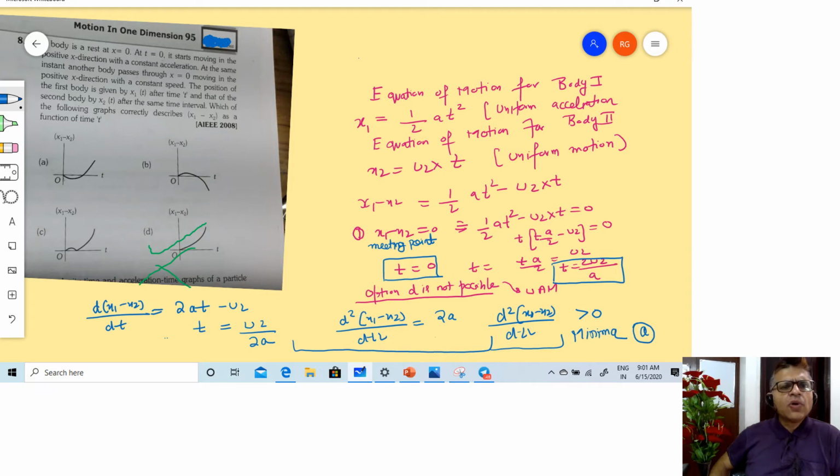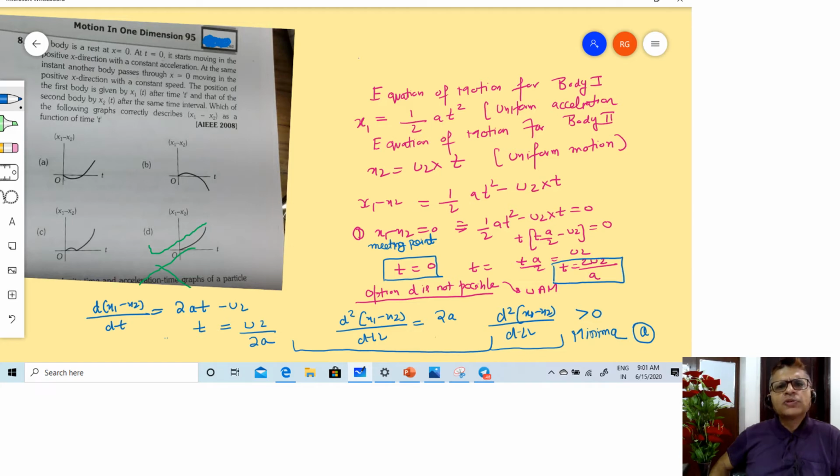Now, if you look into all the options, you do see two roots, but option C to me looks a bit awkward. But let's see what happens. Now we know there are two meeting points, and A, B, C all represent two meeting points. But here is the deal on how to decide the exact nature of the graph.